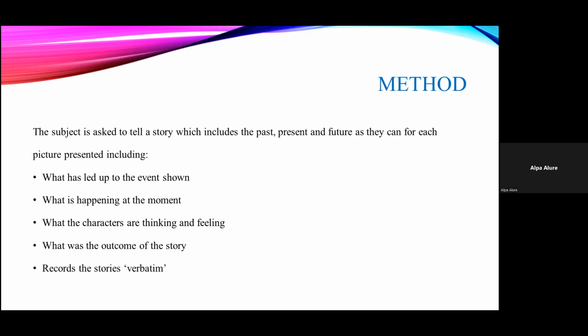So, how do we go about doing the test? We tell the subject that we will be presenting them with some cards with a picture on it, and they are asked to tell a story which includes the past, the present, and the future. The story should include what has led up to the event that is shown, what is happening at the moment, what the characters are thinking and feeling, and what would be the outcome of the story. We basically have to record the stories verbatim as the patient says it.